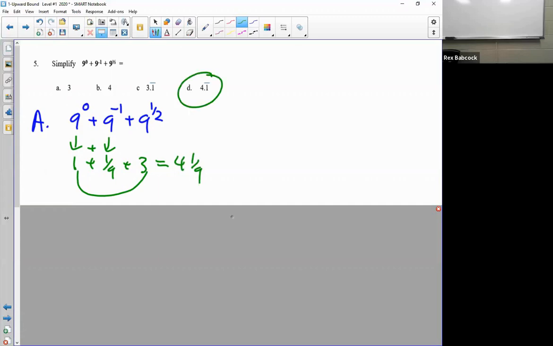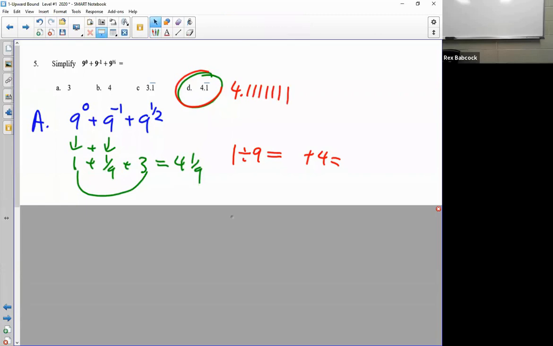And this has to be the answer. It's the only one that makes sense. If I wasn't sure about that, I would check it on the calculator: 1 divided by 9 equals, and it would tell me what that is, and then I would say plus 4 equals. And I bet it's 4 point, and that bar over it means it's repeating 1. So the answer is D, 4 and 1/9, or 4 point repeating 1. Questions there?